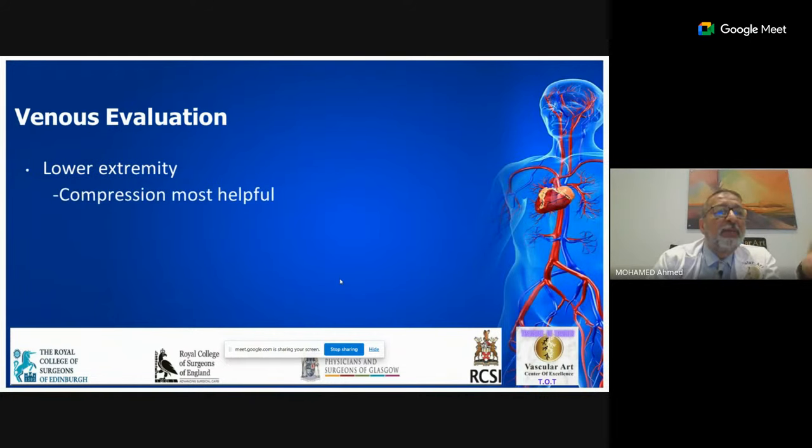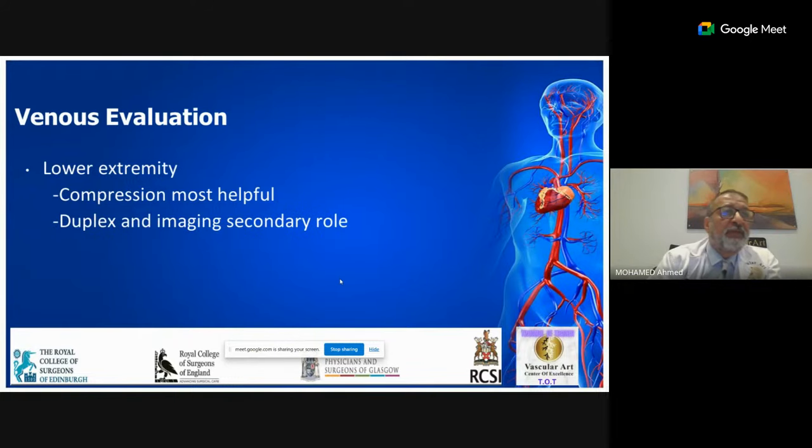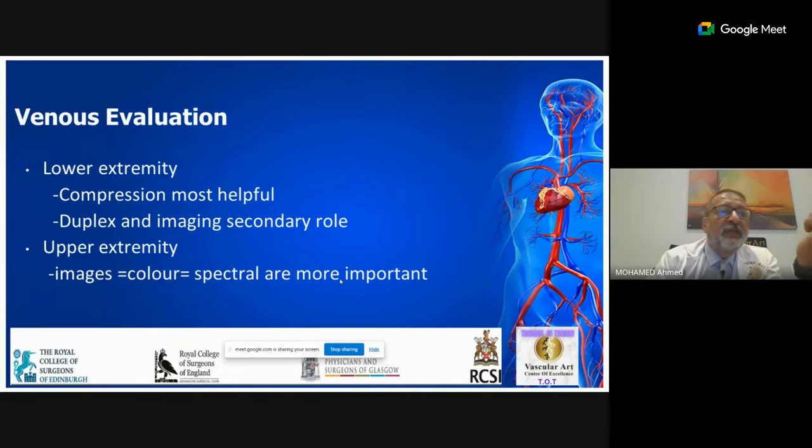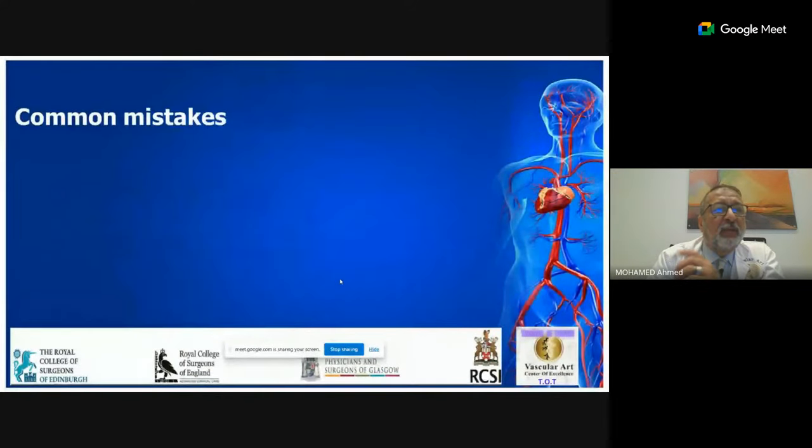We mentioned in the lower limb, compression is very important. You do compression to the popliteal vein and common femoral vein to detect thrombosis. In the upper limb, compression is not that important because you cannot compress upper thoracic veins, like the internal jugular vein, the subclavian vein, especially the part under the clavicle, or the innominate vein, right and left. So upper limb compression is not that important, but what is important is the image. You must squeeze your information out of the image, color, and spectral waveform, and compare it to the other side. And this is important between the upper limb and the lower limb.